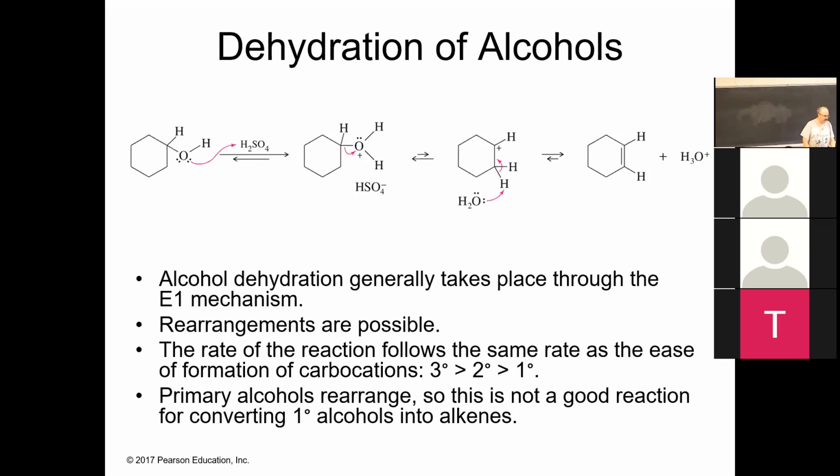You can get rearrangement since it is an E1. The rate of formation depends on the substrate. So tertiary is fastest, followed by secondary, followed by primary. Primary alcohols do rearrange, so this is not a good reaction for converting primary alcohols to alkenes.